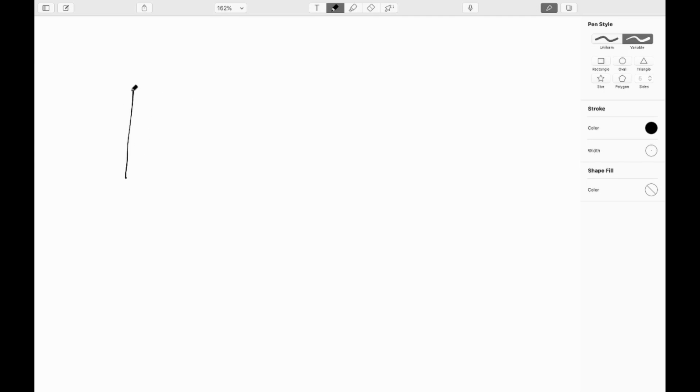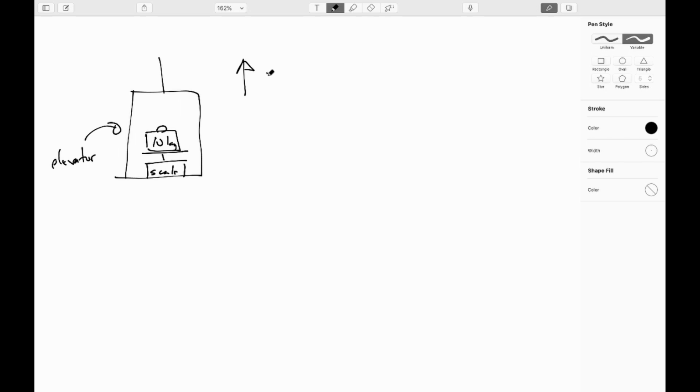So let's say we've got a 10 kilogram weight that is sitting on a scale. And the whole thing is sitting in an elevator car. Now the elevator is going up, so we know the velocity is up, but it's slowing down at a rate of 2 meters per second per second. So that means that the acceleration is pointing down.